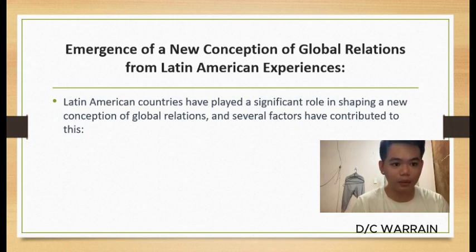Latin America has been a hotbed of political movements and ideologies that have challenged traditional global power structures. This includes movements for independence from colonial powers, socialist revolutions, and populist movements. These movements have often advocated for more equitable global relations.